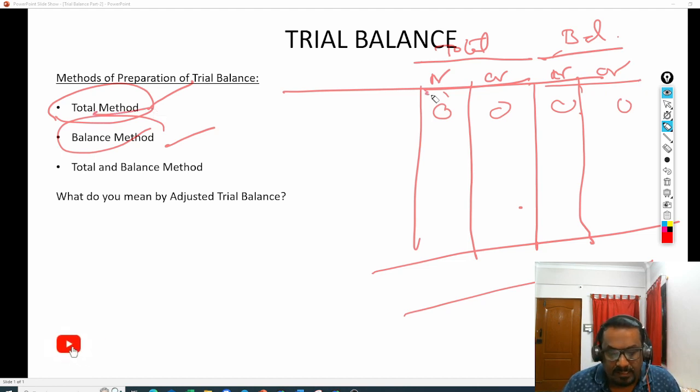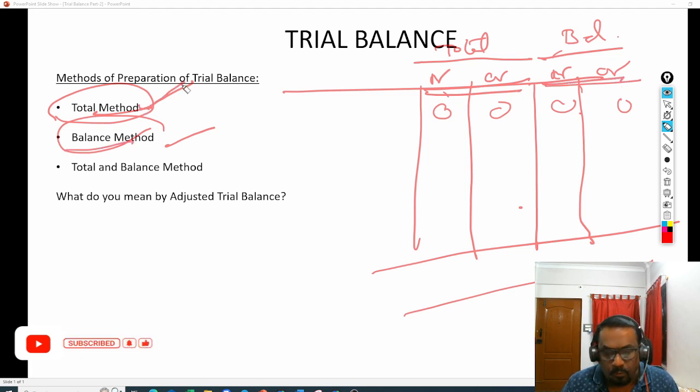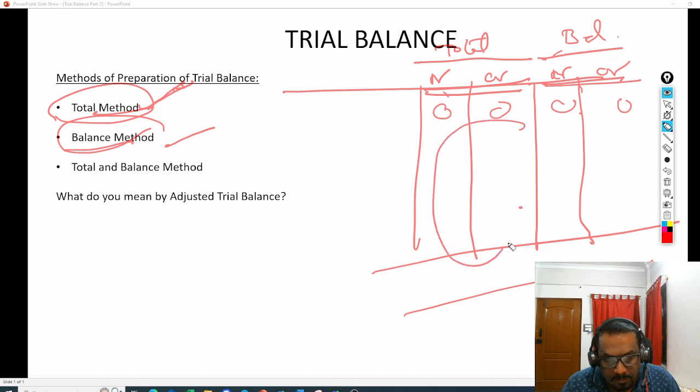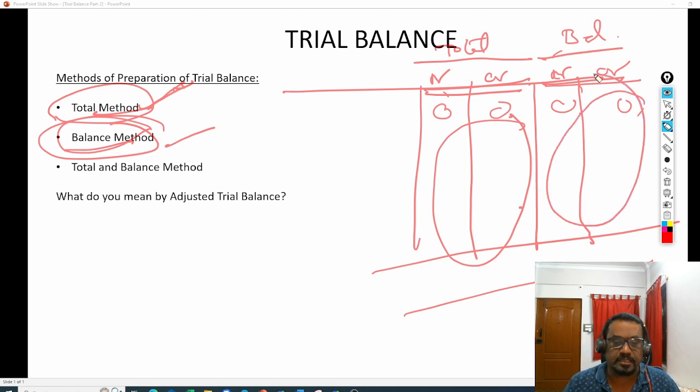Total method columns are there, balance method columns are there. I already explained how to prepare total method. Put the balances accordingly here. I already explained about balance method. How do we put the figures? So put the figures here. So total and balance both together, this is how we update the trial balance.